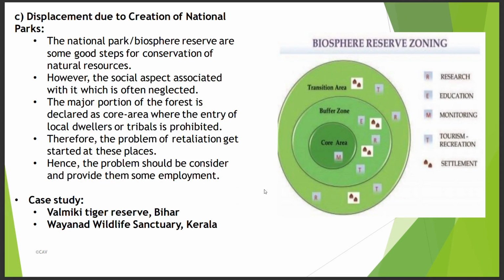Then displacement due to creation of national parks. Case studies that you need to refer to here are Valmiki Tiger Reserve in Bihar and Wayanad Wildlife Sanctuary in Kerala. So national parks or biosphere reserves are some good steps for conservation of natural resources. However, the social aspect associated with it is often neglected. The major portion of the forest is declared as core area where the entry of local dwellers or tribals is prohibited. So this is the core area.